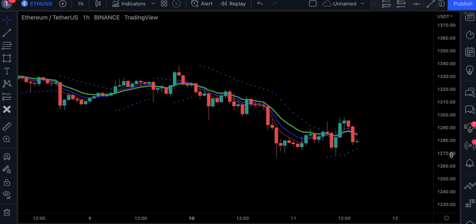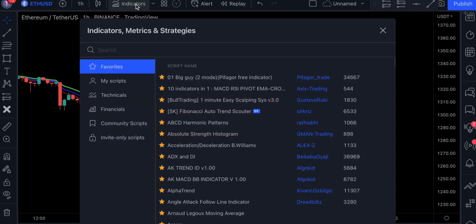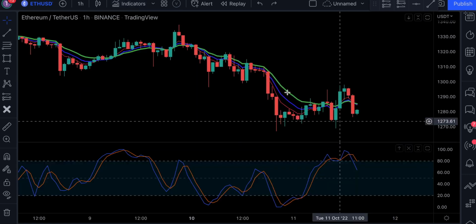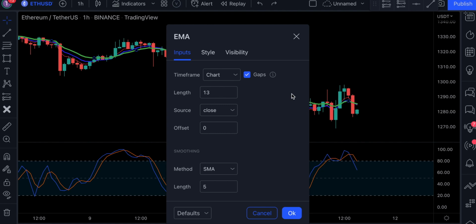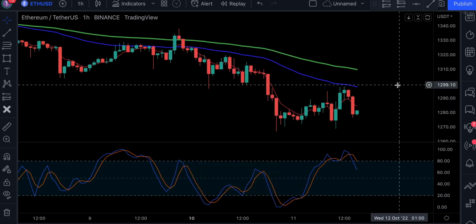So the first step will be to get rid of this parabolic SAR indicator and add a different confirmation indicator, which is called stochastic RSI. The next step will be to change the length on these moving averages. So first, let's replace the 13 by 100, the 8 by 50, and the 5 by 20. Now we have the setup ready, let's learn the trading rules.